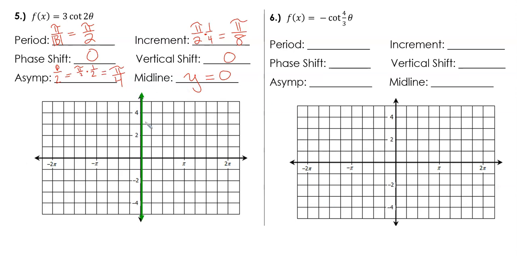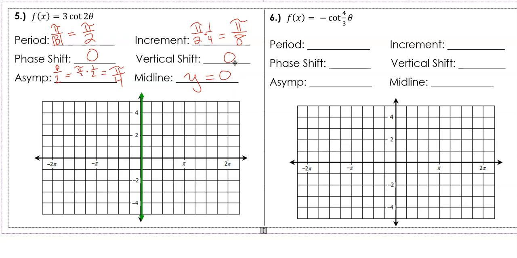Okay, so we start with graphing our asymptote right here. So again, with cotangent, when it does not have a phase shift or a vertical shift, our asymptote is on the y-axis. If we have a phase shift, then we're going to move that asymptote. So the easiest thing with cotangent is to graph that first asymptote first.